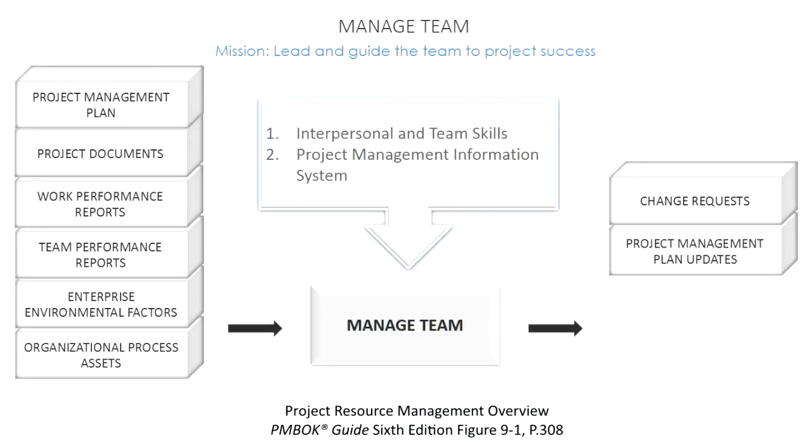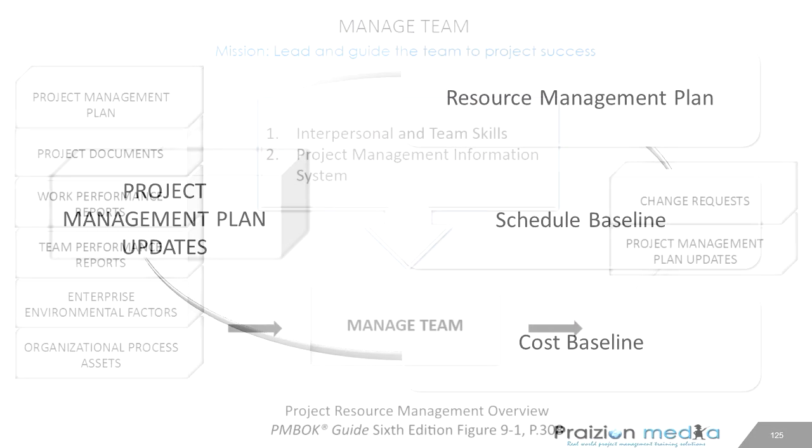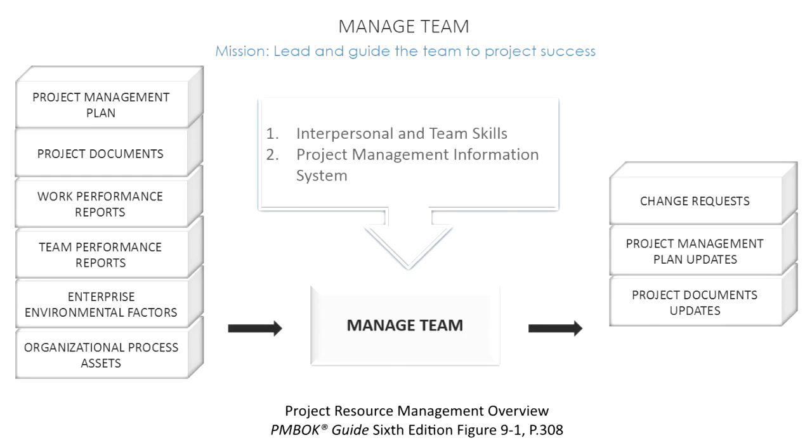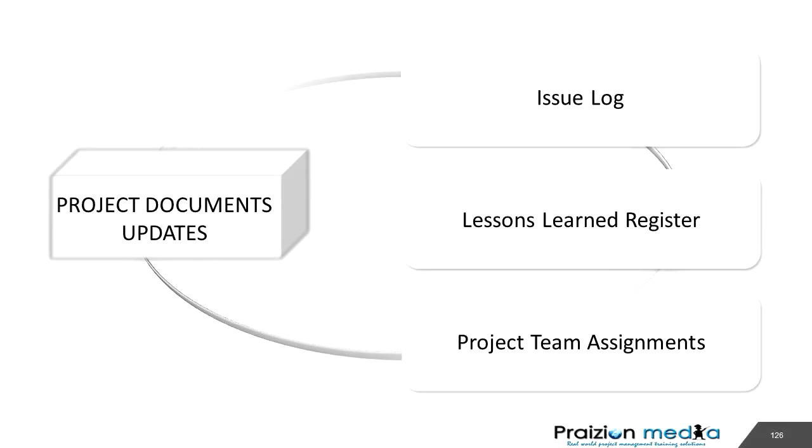The next output is project management plan updates. And of course, our resource management plan may be updated along with other aspects of the project management plan. The next output is project documents updates. Things like the issue log, the lessons learned register, project team assignments. These are things that could be updated as a result of this process. Remember, our issue log contains these issues, and if there are updates to the issues, then the team or the project manager will make those.